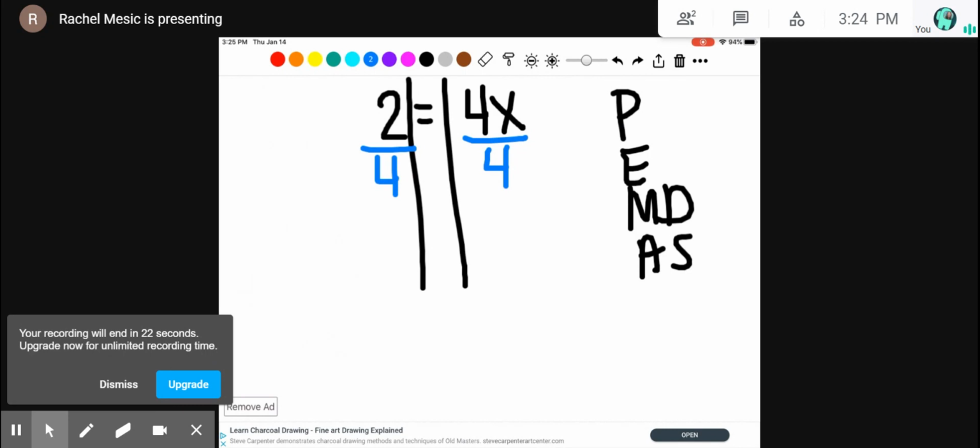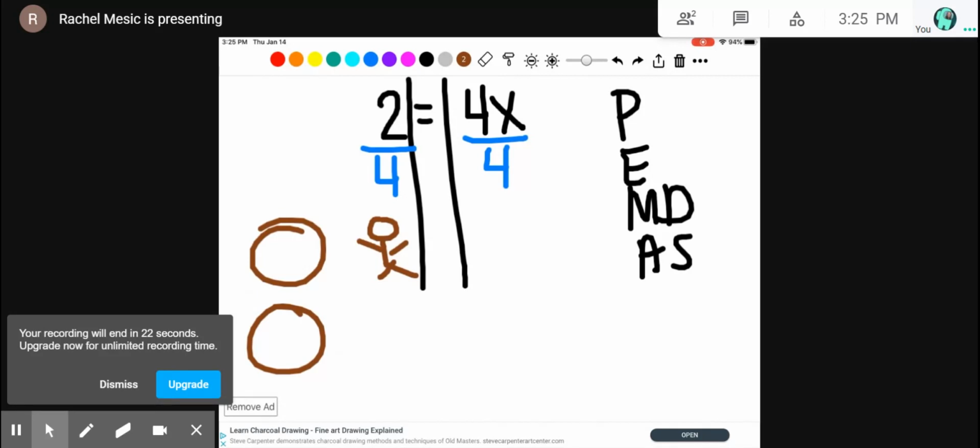Okay? Now, most people look at this and they're like, oh yeah, 4 divided by 2 is 2. Yes, yes. But 2 is on top. It's 2 divided by 4. Okay? So if I have 2 cookies and I need to share it with these 4 people, how much of a cookie will each person get?